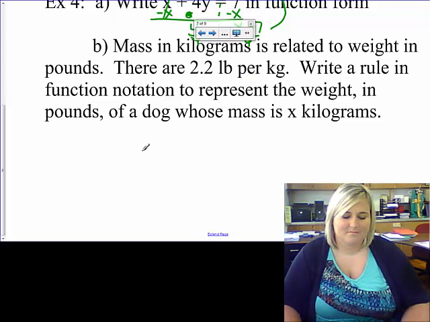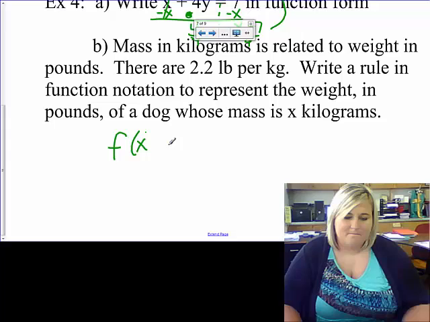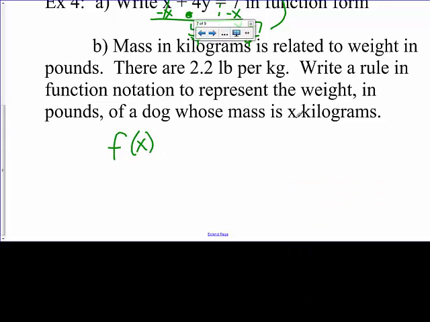So they want us to write it in function notation, so we're going to write f of x because we're talking about x as our variable. And we said we could get it by multiplying 2.2 times the number of kilograms, so it's going to be f of x equals 2.2x. Final answer.